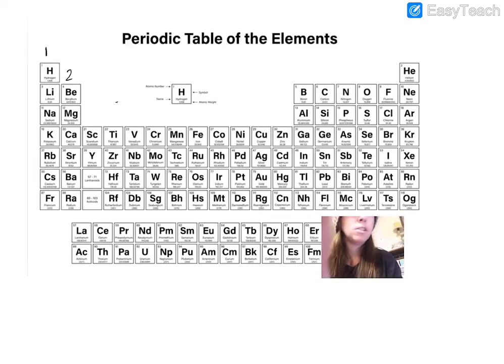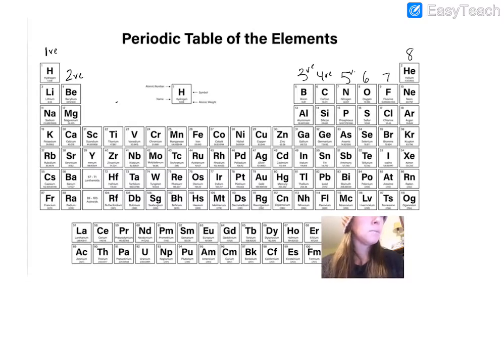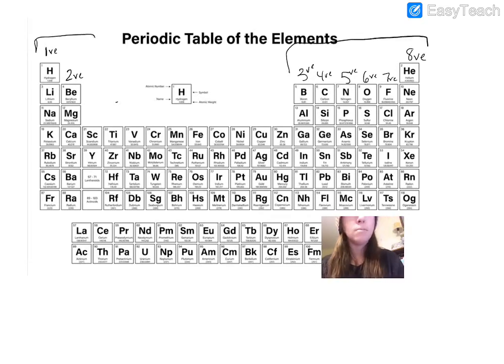Valence electron count goes 1, 2, 3, 4, 5, 6, 7, 8 across the table. That is the number of outer electrons that an element possesses. So it is based off groups, and specifically the main group elements. Main group elements are group 1 and 2, as well as group 13 through 18.